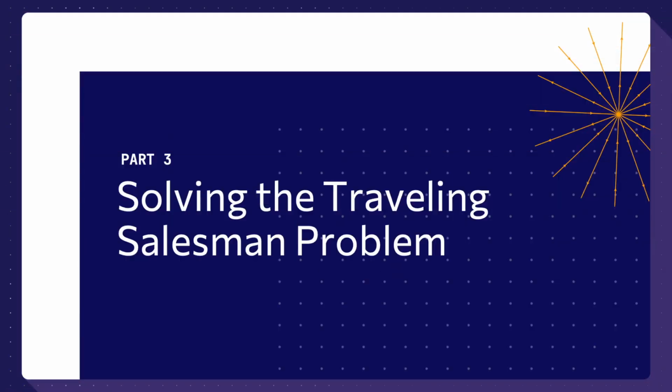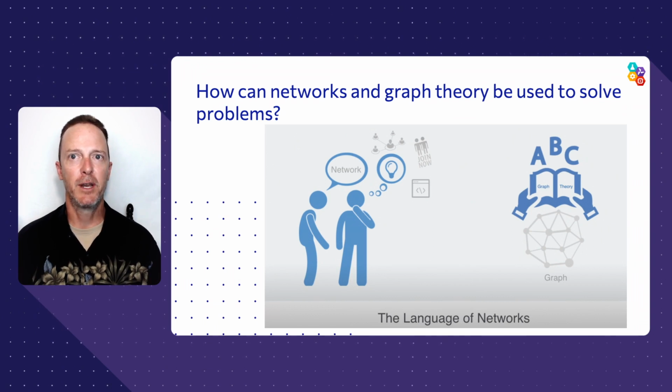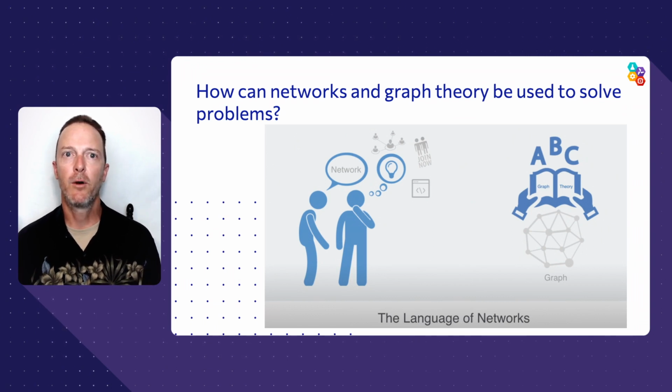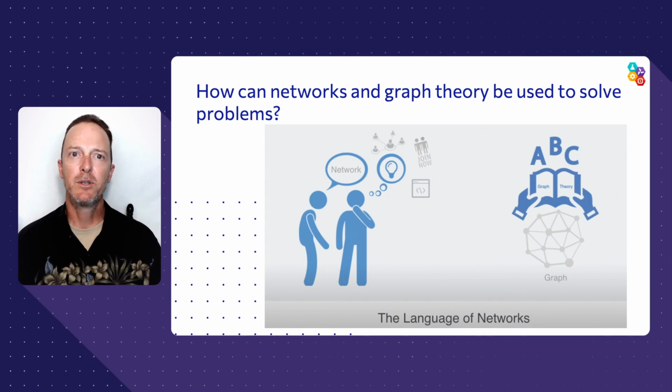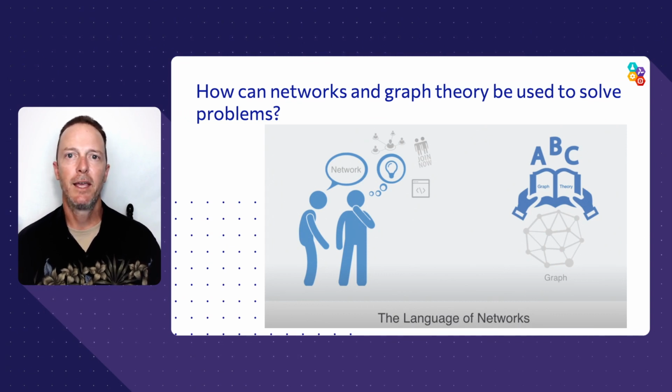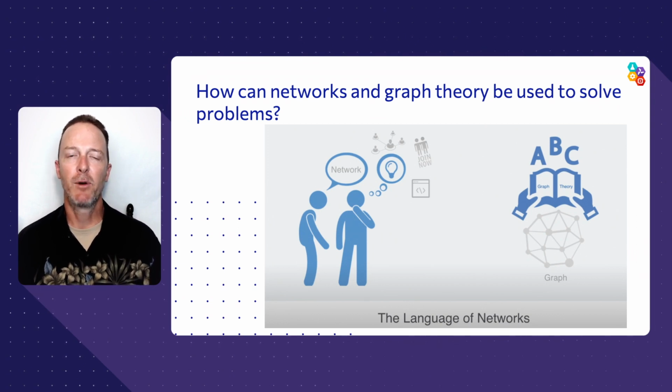Here in part 3, we'll begin solving the traveling salesman problem using a couple tools. As we discussed, when we hear the word network, all sorts of things start springing to our mind, like social networks or the internet. But the power of network theory is the high degree of adaptability that can be applied to so many different types of problems. This language of networks is called graph theory. And it's the formal language of mathematics that talks about how these networks are built and adjust.